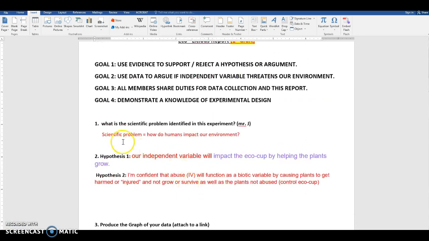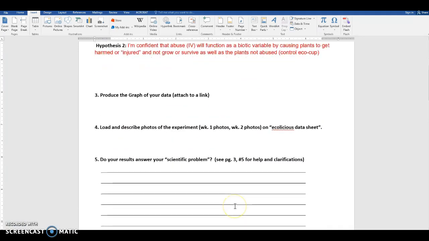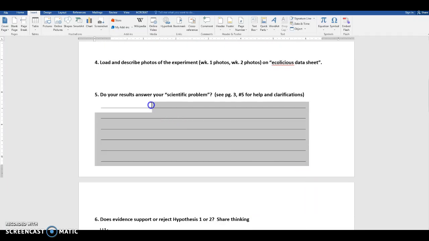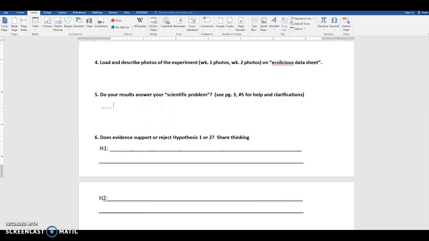The original problem asked, how do humans impact our environment? Well, let's talk about it. So I'm going to write my response. So do our results answer our scientific problem? I'm going to say the results recognize humans create brown water. We create sewage water.